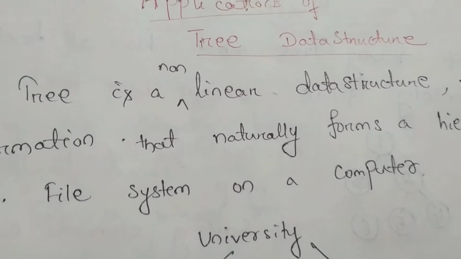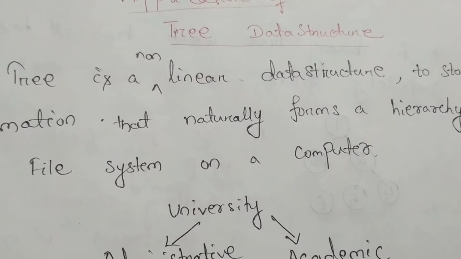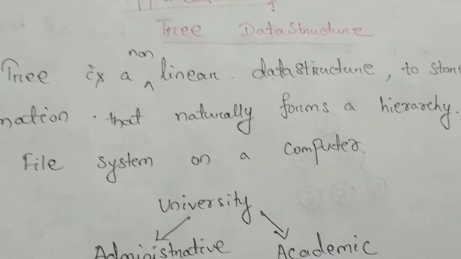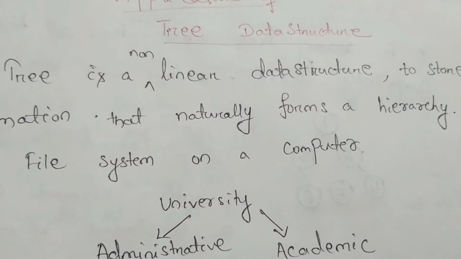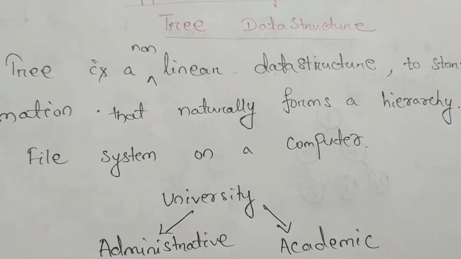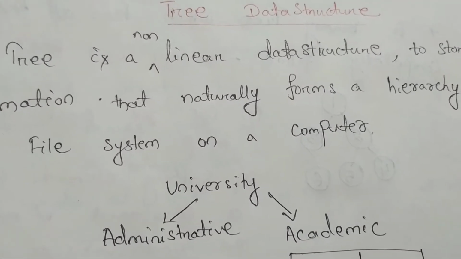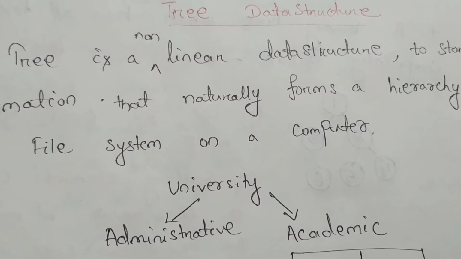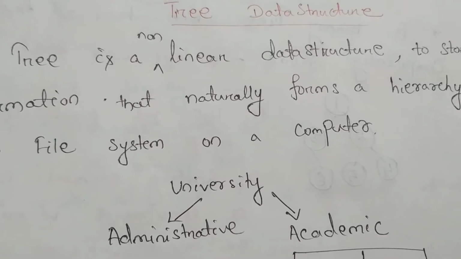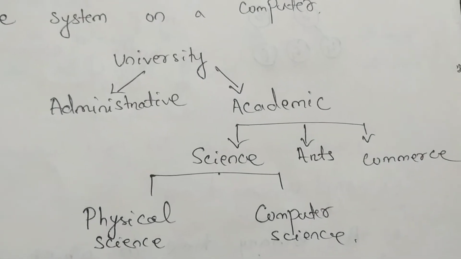Tree is a non-linear data structure to store information that naturally forms a hierarchy. It means the data are stored in hierarchical format, and all the elements in this hierarchy are called nodes, and all the nodes are connected to a special node that is called the root of the tree. See the example, then it is very clear.